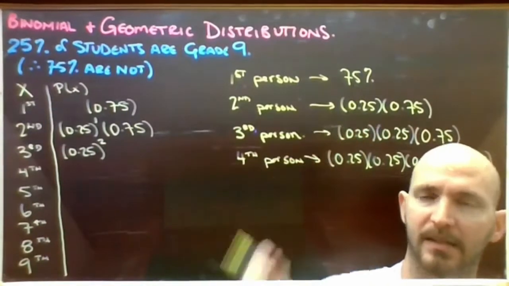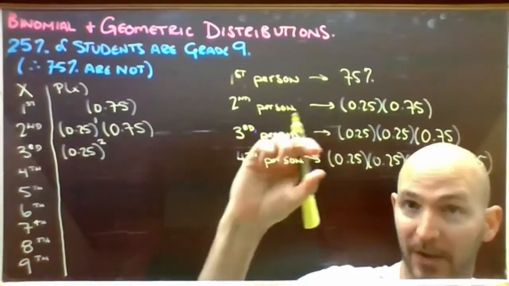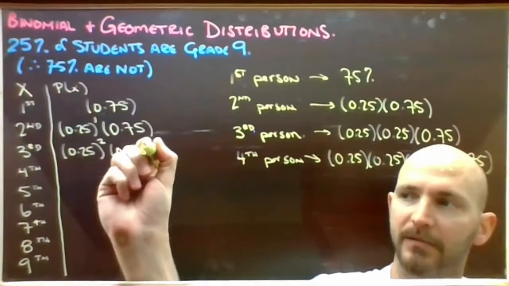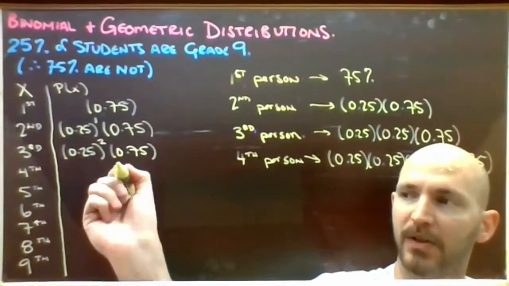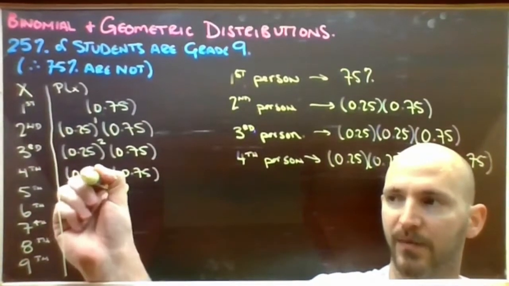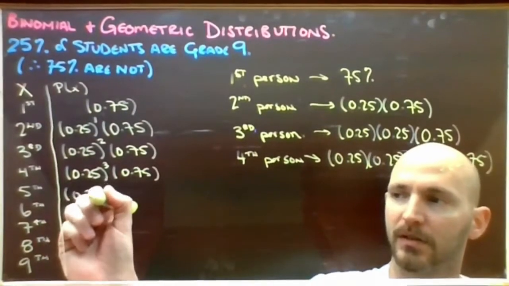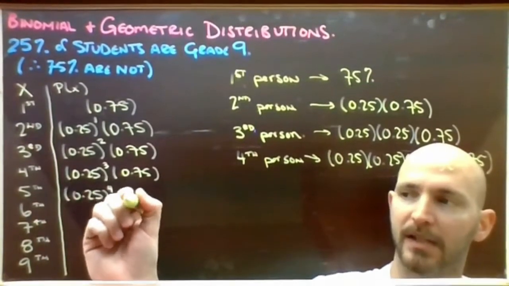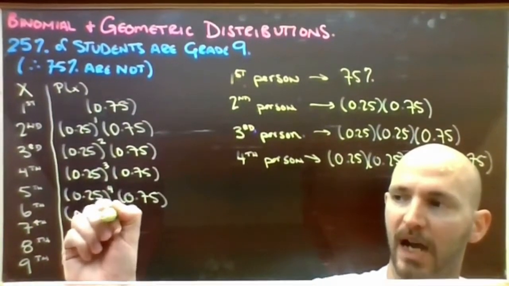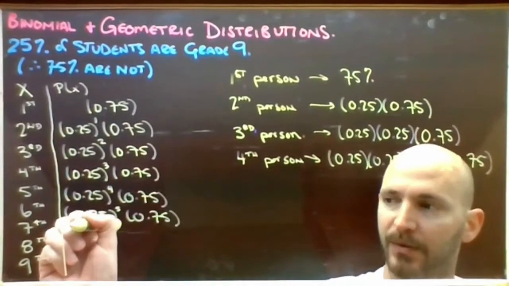Notice I've used squared here. This times this is the same as 0.25 squared. It makes it a little shorter to write, especially when I get into these longer lines. 0.75. If I find this person on the fourth time, I must have had to find 3 grade 9s first. Or maybe I found 4 grade 9s first. Or maybe I found 5 grade 9s first. You see how this goes.